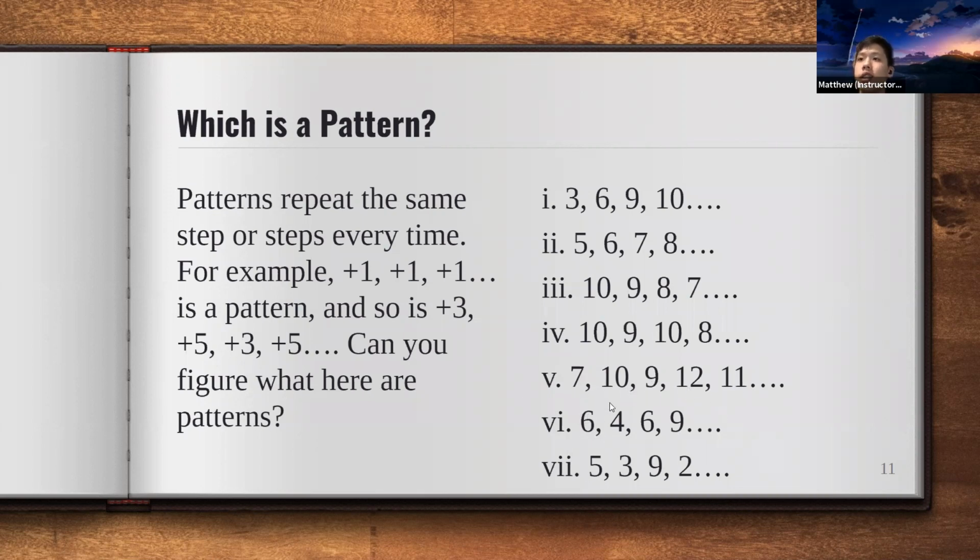But this one, 6, 4, 6, 9. This would be minus 2, this would be plus 2, this would be plus 3. This is not a pattern. We can't see anything from this, and there is no clear, definite way of knowing if this is a pattern or not. So this would not be a pattern. What about 5, 3, 9, 2? This would be minus 2, plus 6, minus 7. That's also not a pattern.